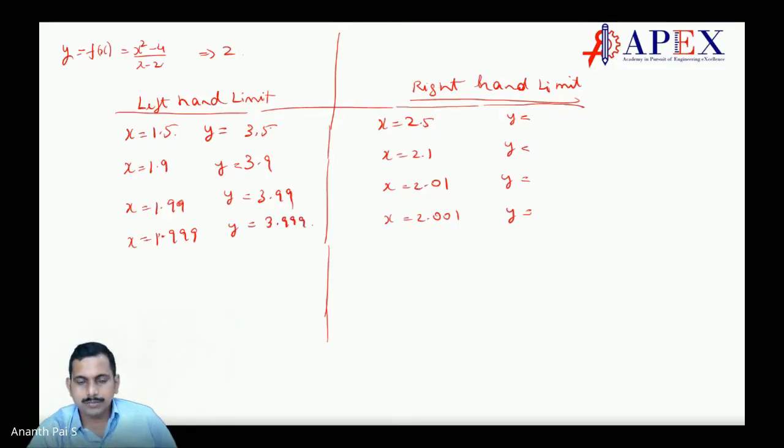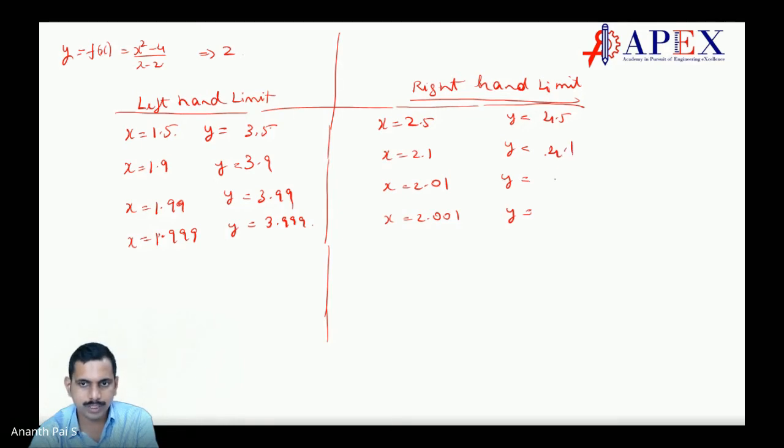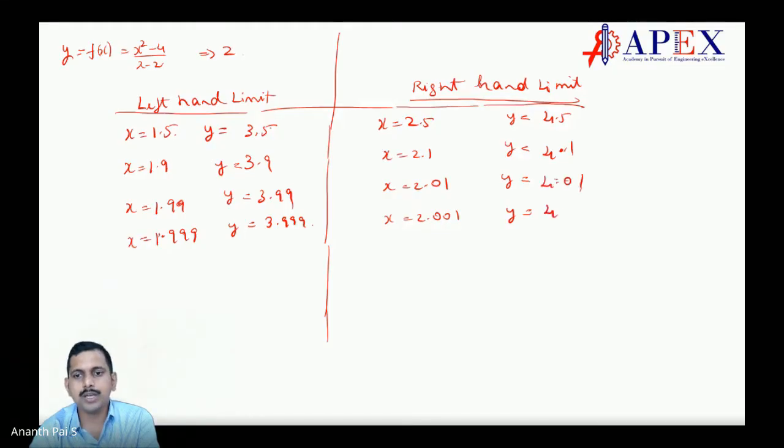Tell me this here on the right hand side, right hand limit. 2.5, what do you get y as? 4.5. Next one, 4.1. Next one, 4.01. Very good. Then you get 4.001.